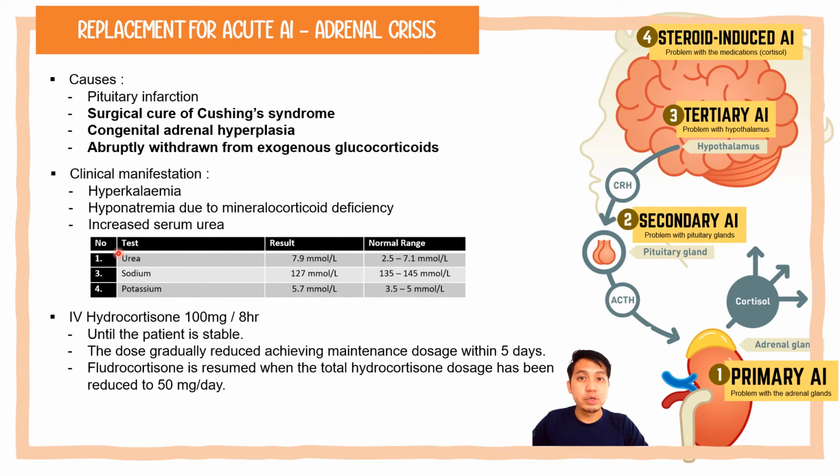Thus, the therapy consists of a large amount of hydrocortisone, correction of fluid and electrolyte abnormalities, as well as treatment of any precipitating factor. Hydrocortisone in a dose of 100 mg is given IV every 8 hours until the patient is stable. Then, the dose will be gradually reduced, achieving the maintenance dose within 5 days. The administration of the salt-retaining hormone can be resumed when the total hydrocortisone dose has been reduced to 50 mg per day.